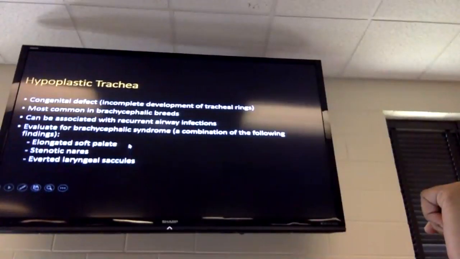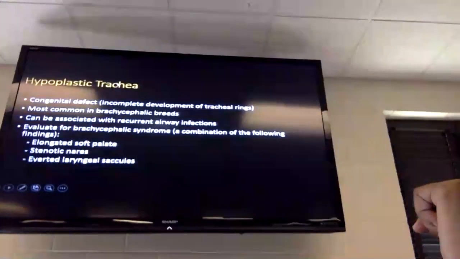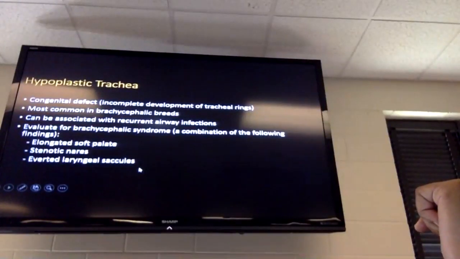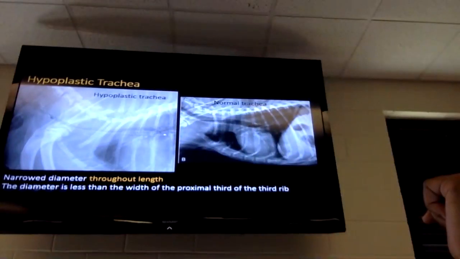So remember the other three areas: elongated soft palate, stenotic nares, everted laryngeal saccules, and then hypoplastic trachea is the fourth one in that syndrome. Okay? So this is how the hypoplastic trachea looks. So you see how it is narrowed throughout. It's not focal. And this is how the normal trachea should look like.